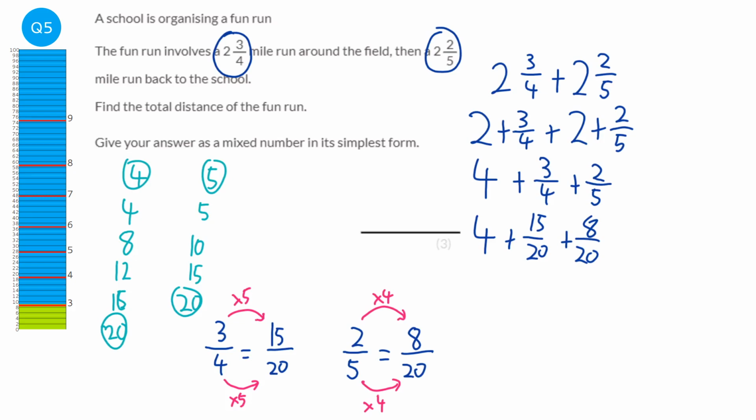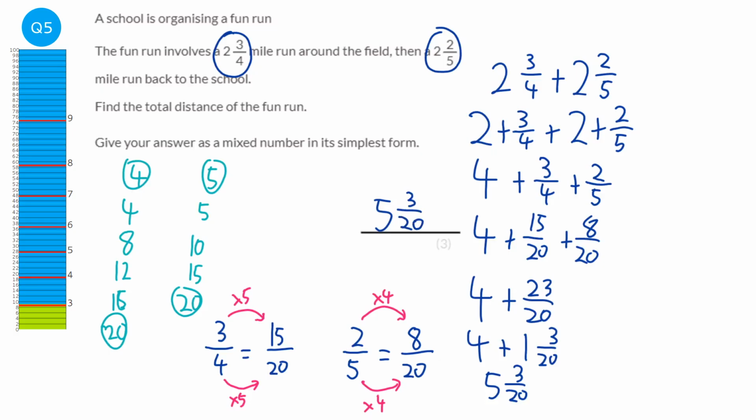So we need to add the numerators. So it'd be 15 plus 8, which is going to be 23 over 20. Now that is a top-heavy fraction, so we can rewrite that as 1 3/20. And we can add the 4 and the 1 together to make 5 3/20. So the answer is 5 3/20.